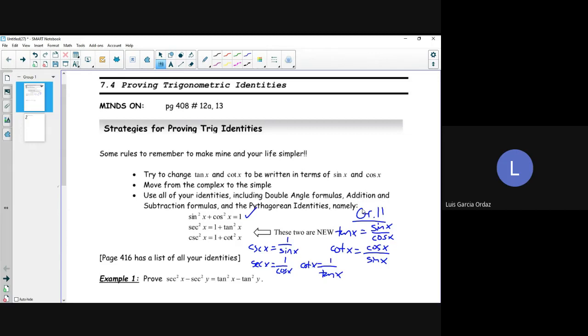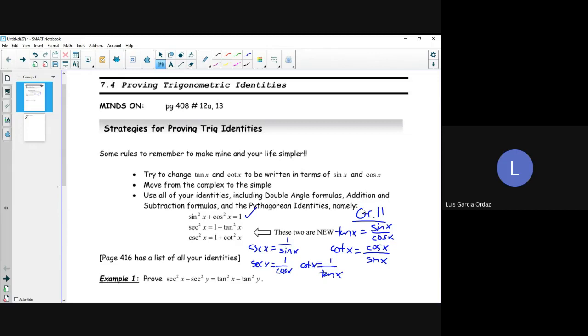Okay, so as you can see, last year's equations were pretty simple. Didn't have much to use, but because we introduced the addition and subtraction formula, so the compound angles and the double angle formulas, those are all fair game as well when it comes to solving for trig identities. So some rules to solving trig identities is to try to change tan x and cotangent x to be written in terms of sine and cosine. So if you ever see a tangent and a cotangent, always try to change it to sine or cosine. It's just going to make your life easier.